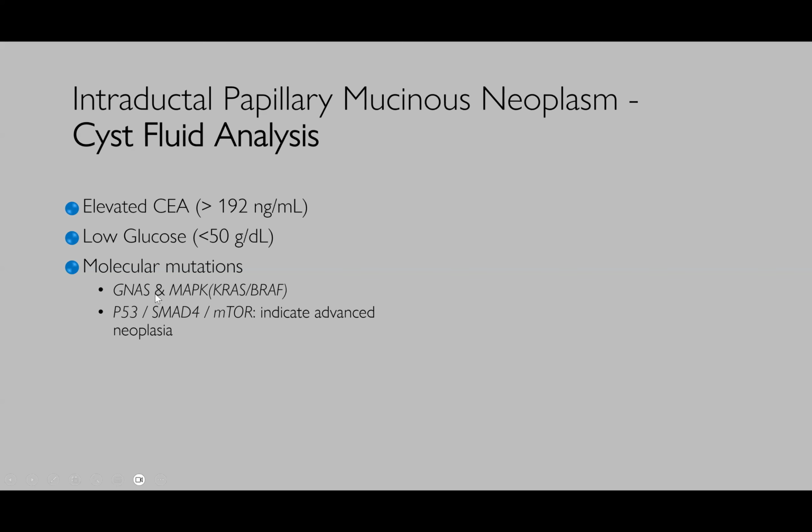And once you know that this is an IPMN or any mucinous cystic lesion, the next thing that you want to see is is there any underlying advanced neoplasia? And the molecular mutations that correlate with such advanced neoplasia include mutations such as P53, SMAD4, PIK3CA, PTEN. There are some mutations that the pathologists look for that indicate that there is a higher likelihood of underlying high-grade dysplasia or frank invasive carcinoma.